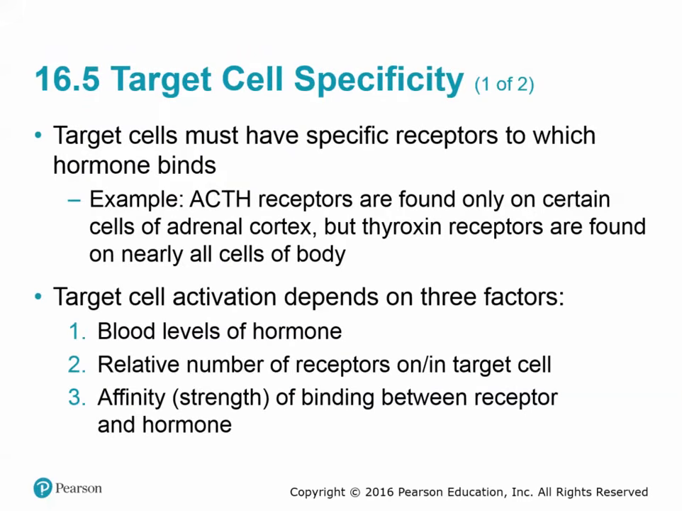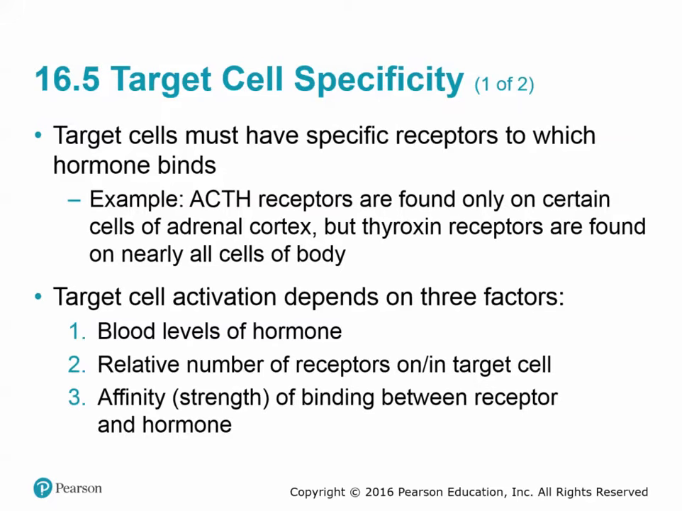Target cell specificity. What we mentioned before, that hormones only respond to cells that have those specific receptors, right? So target cells have to have that receptor for the hormone to bind to it. One example given here, ACTH: the receptors are found only on certain cells in the adrenal cortex, right? ACTH stands for adrenocorticotropic hormone. Remember, tropic means it stimulates another hormone. Adrenocortico tells us it stimulates the adrenal cortex.